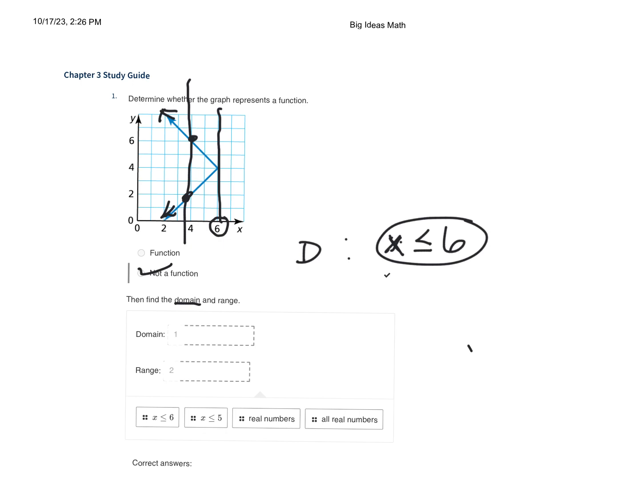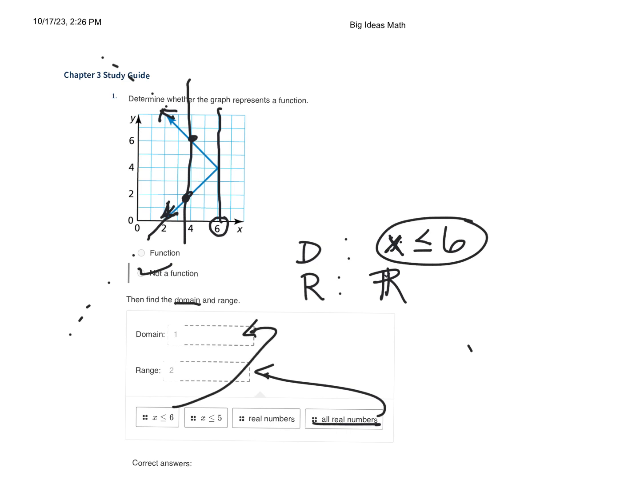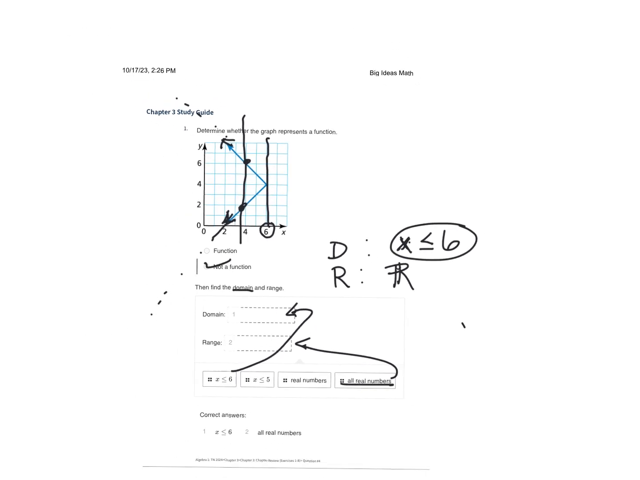For my range, you're looking at the top and the bottom of the graph. And again, you have your arrows, so it's going to keep going on down, and it's going to keep going on up. So for your top and bottom, there's not a top and bottom because it's infinite, so your range is going to be all real numbers. Okay? So all real numbers for your range, and x is less than or equal to 6 for your domain.